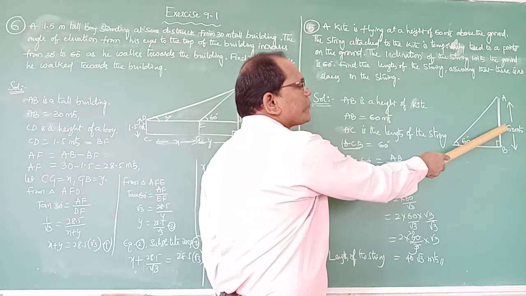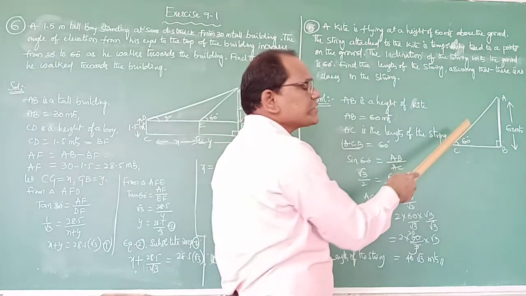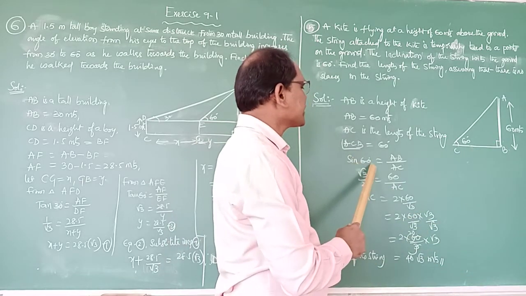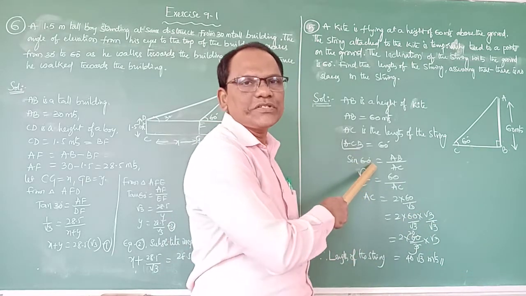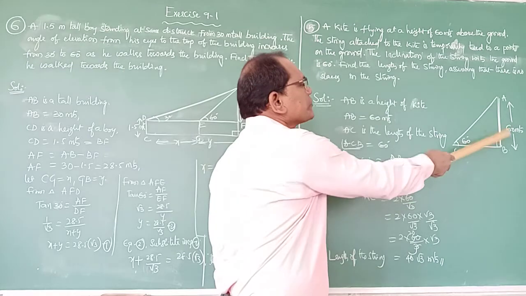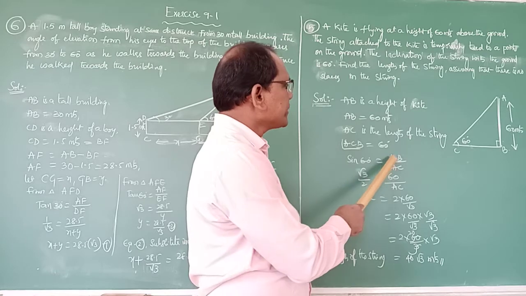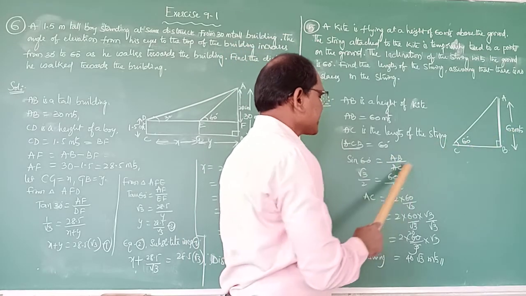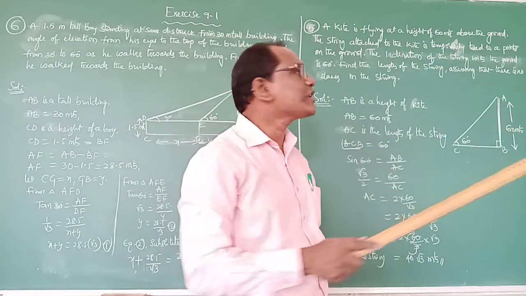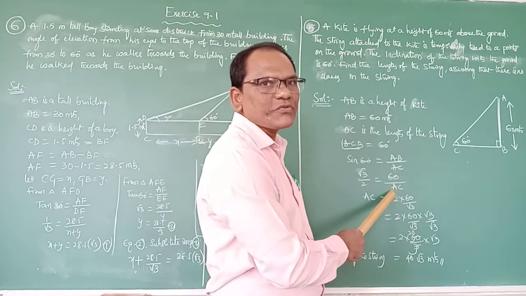So for 60 degrees, we have the opposite side and the hypotenuse. Opposite side by hypotenuse, what is the trigonometric ratio? Sine. Therefore, sine 60 degrees equals opposite side by hypotenuse, which means AB by AC. Sine 60 value is root 3 by 2, children. AB is the 60 meters height, that is 60. AC we have to find, the length of the string.